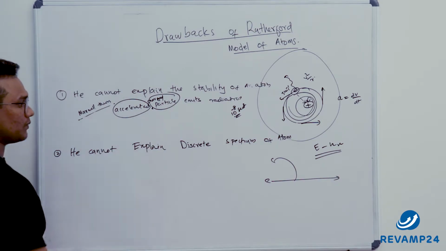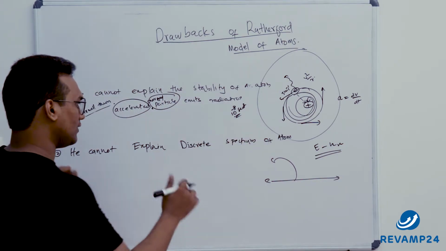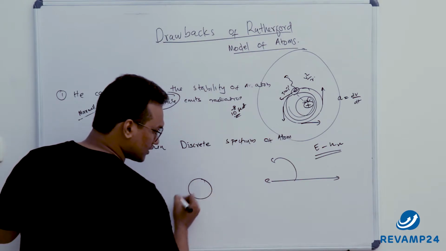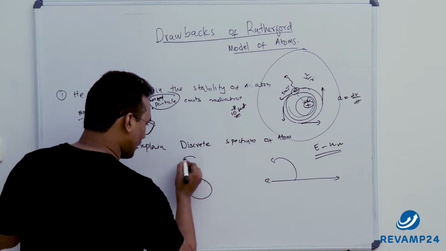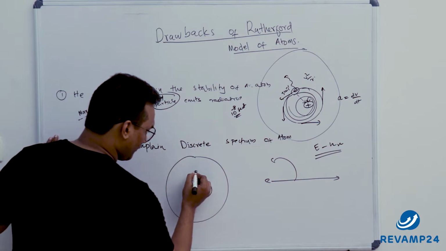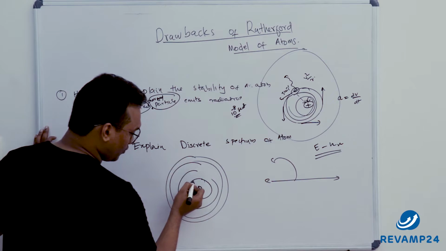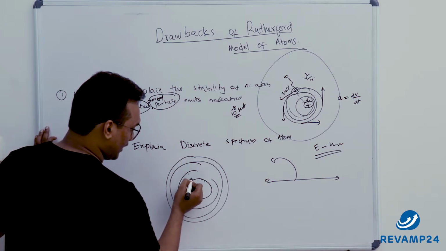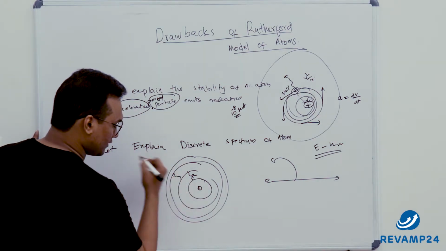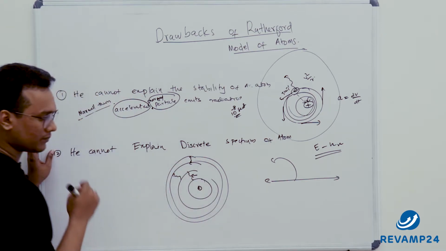Next, he cannot explain the discrete spectra of the atom. We will learn spectra in the next lecture, but I will tell you what a spectrum is. I have told you the innermost orbit has lower energy and the outermost has higher energy. Let's say this is the nucleus. Now we have other orbits as well. When an electron goes from one orbit to another, it accepts energy. From here, it accepts energy and goes to another outer orbit. Here it accepts energy and goes to an outer orbit.